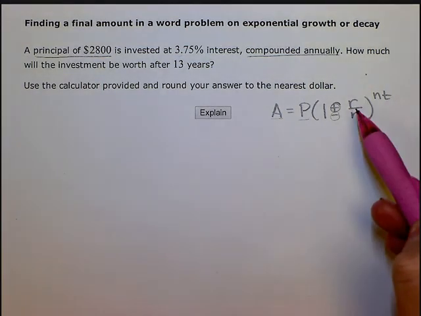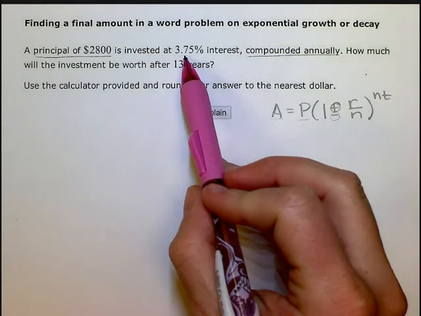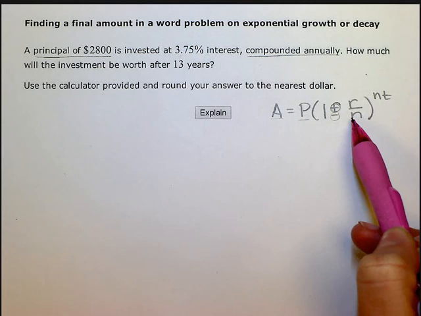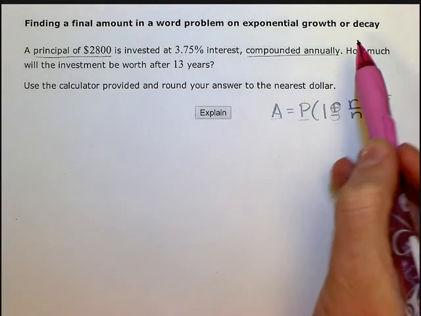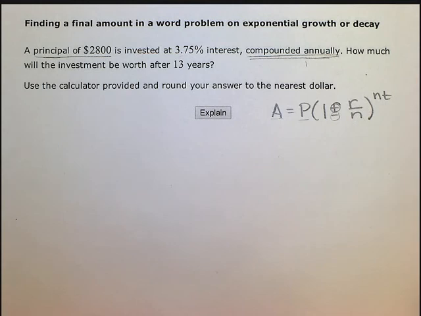The R is the interest rate, but remember we're not going to put 3.75, we're going to put it as a decimal. The N is the number of times that we're compounding in a year. So how many times are we doing it in a year? Just once a year, so our N will be 1. And our T is the time in years, so that's 13 years.